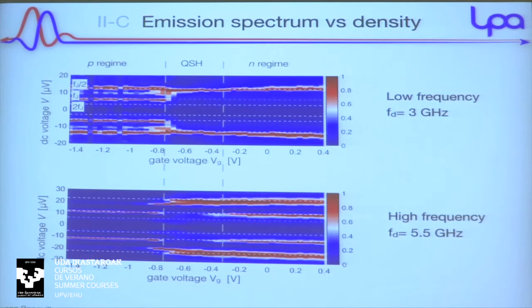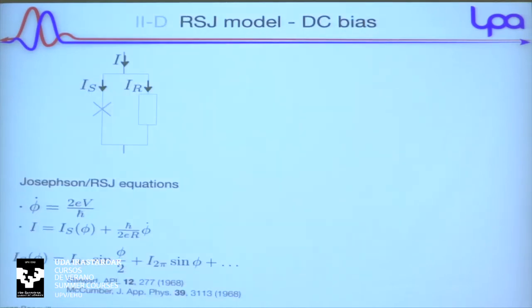Now let's move on to the more complex case of an AC drive and the formation of Shapiro steps. To explain this, I need to go a bit beyond in explaining how the dynamics of the Josephson junction works. So far, I've told you that the junction behaves and follows two equations, which are the Josephson equations. But to properly describe the dynamics of the junction, you also need to take into account, for example, the ohmic current, the standard ohmic current of electrons.